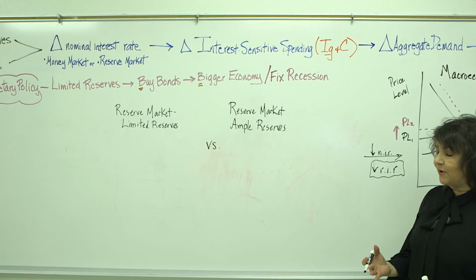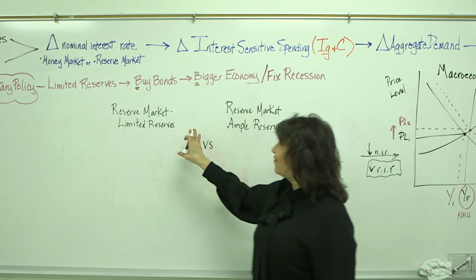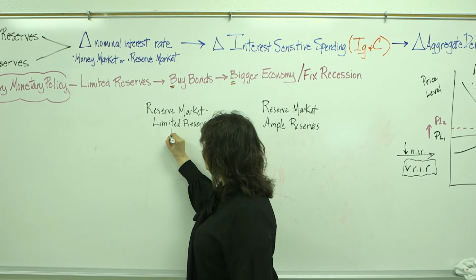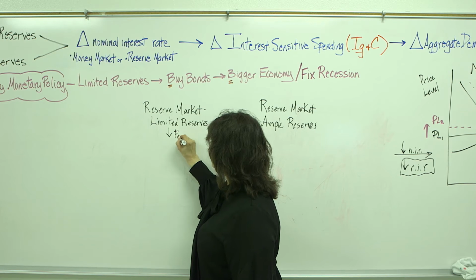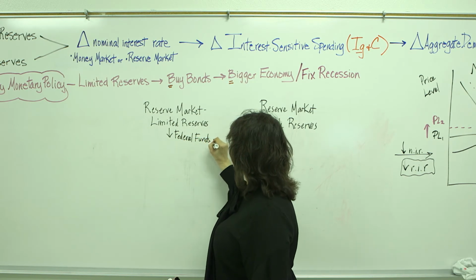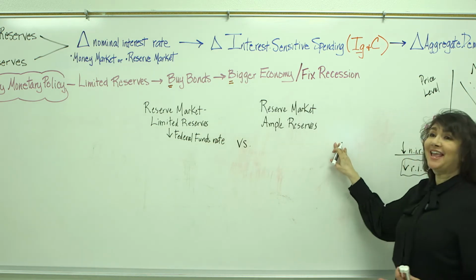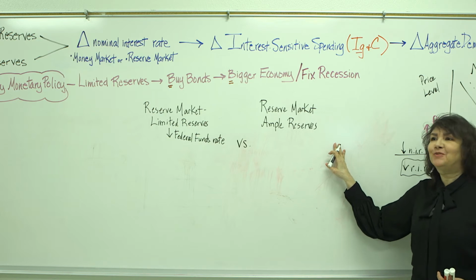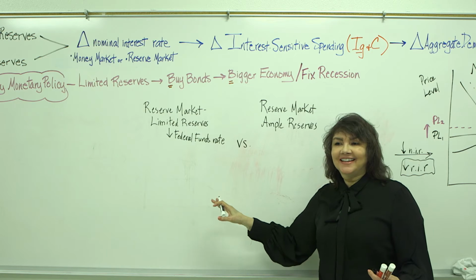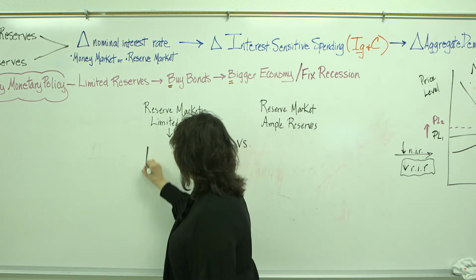So this is going to be important, because you saw that limited reserves uses open market operations. We were able to influence the federal funds rate. Right here, this means you saw a decrease in the federal funds rate. That is an open market operation. Nothing happened with ample reserves, because open market operations don't affect ample reserves. So then what is this going to look like in the reserve market?